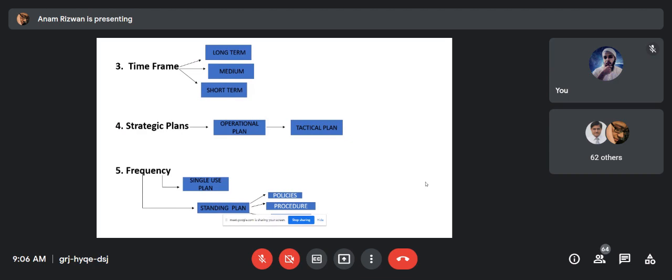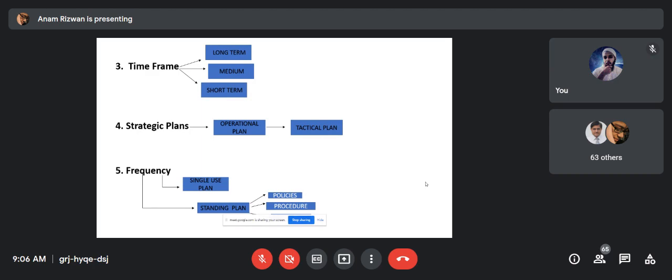Then fourth, a strategic plan, simply to make strategies so that we can have an operational plan which is subjected to certain departments. There can be different plans for the HR department, for the finance department, etc. And from operational plan, we can have a tactical plan as well.